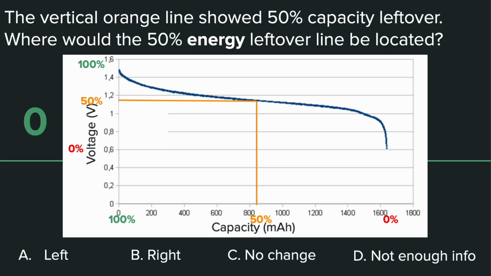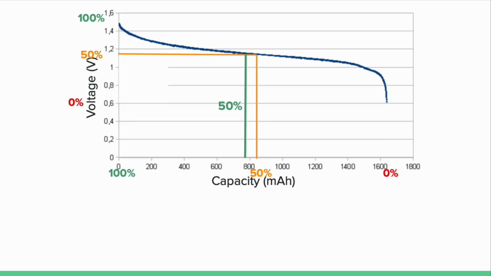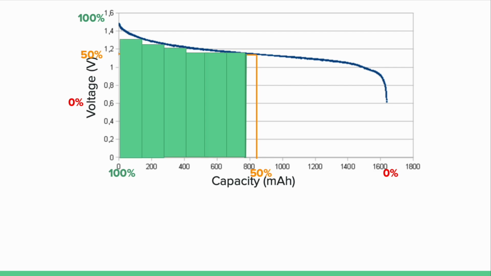If you said A, to the left of the orange line, you are correct. If I had to eyeball it, I would put the 50% energy leftover line about here. When it comes to energy, we have to look at the area underneath the curve, and since the voltage is higher on the left side, we don't need to travel that far from the left to the right to get 50% of the area. Here's my best attempt at drawing the area underneath the curve of the left side.